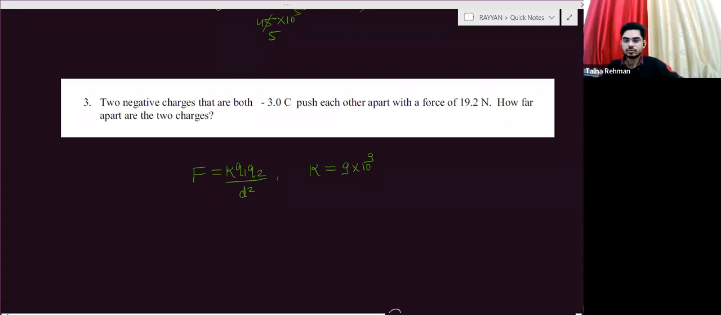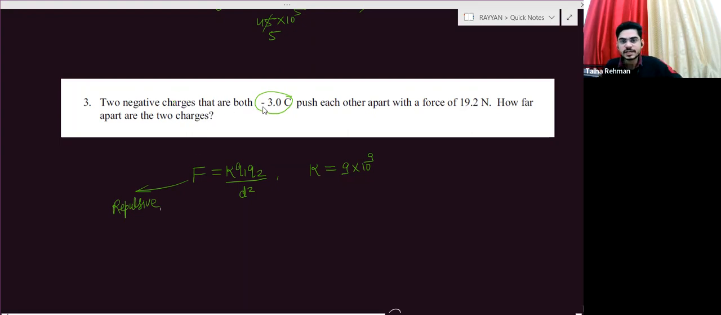Now see this question. Two negative charges this time are given. You can also solve the question by taking the sign of the charge, but I am telling the method. Please follow that method. That will be better for you. So they are saying two negative charges. Two negative charges means force will be attractive or repulsive? Repulsive. Now we can apply directly this formula.